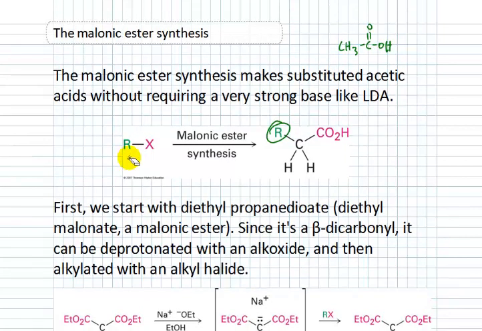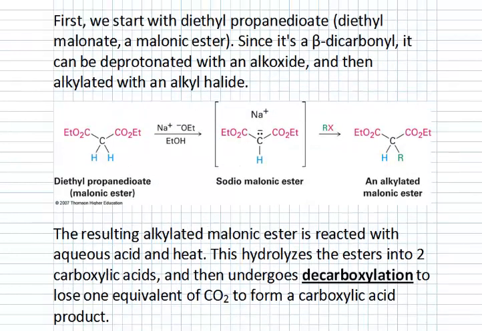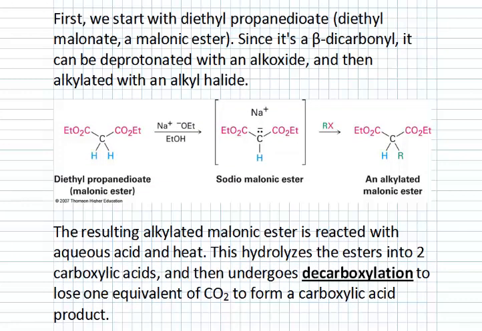So the R group comes from an alkyl halide. It's an alkylation, just like we've seen. The substance we're going to start with is diethyl propanedioate, or diethyl malonate. Malonic acid is the 3-carbon dicarboxylic acid, propanedioic acid. So diethyl malonate, the core of it is the 3-carbon dicarboxylic acid, but it's a diethyl ester. It looks like that. It's going to be abbreviated EtO2C-CH2-CO2Et, right?